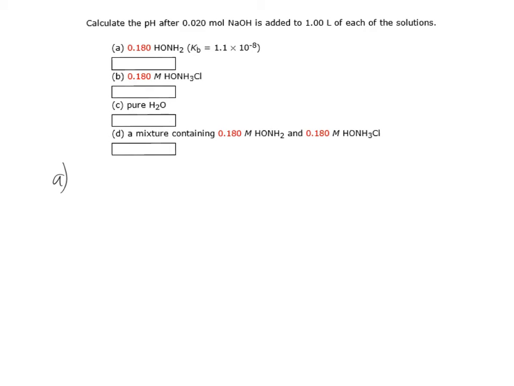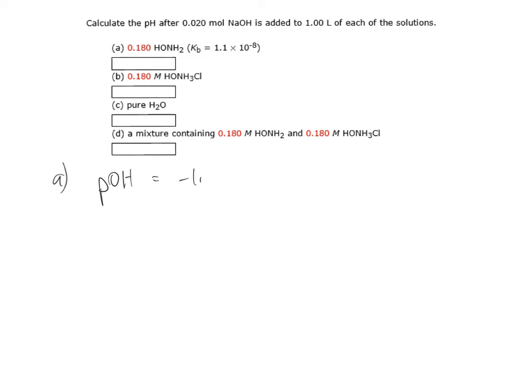Of the two substances, the strong and the weak base, the one that will far predominate in importance when determining pH is the strong base. The K value for a strong base is infinity, and the K value for the weak base they give us as 1.1 times 10 to the negative 8. So to find pH, we really need to just consider the strong base.